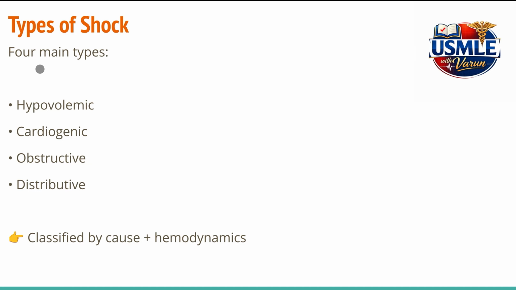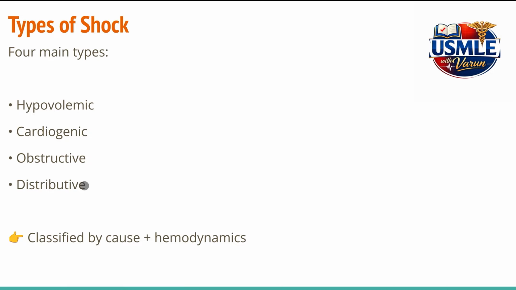One of those is hypovolemic shock, which occurs due to fluid loss, such as in cases of bleeding or dehydration, whereas cardiogenic shock occurs when the heart cannot pump effectively. Obstructive shock occurs when there is a blockage in the circulation, such as in cases of pulmonary embolism. And distributive shock finally occurs when blood vessels are dilated excessively, as seen in cases of sepsis.